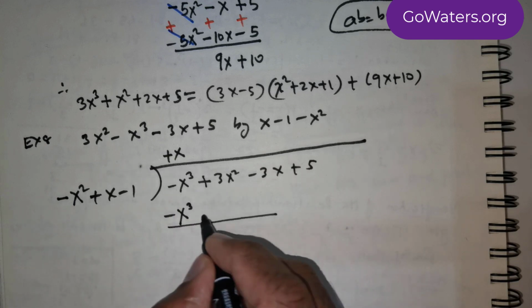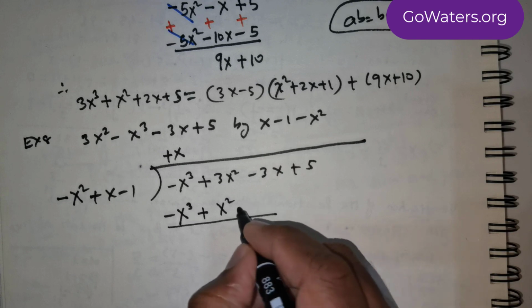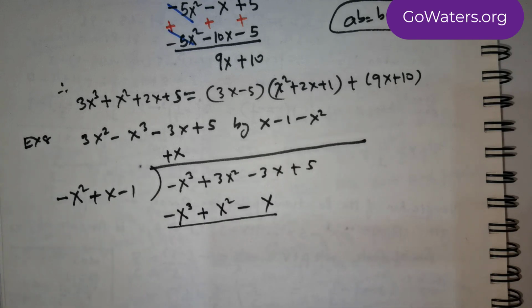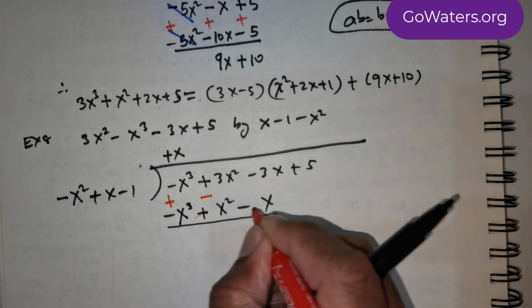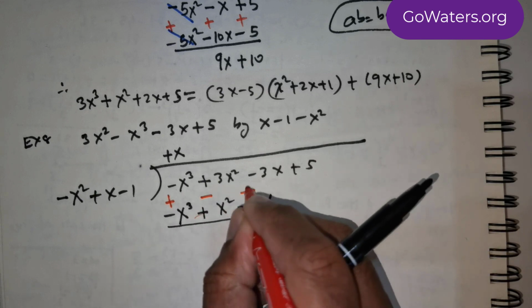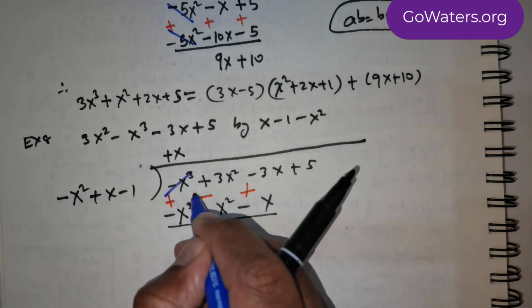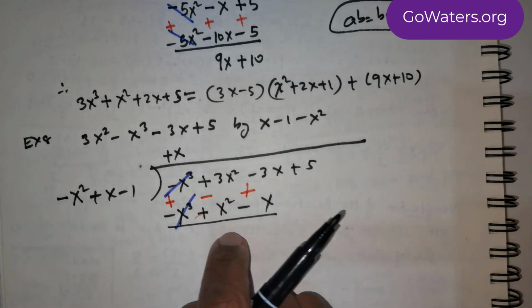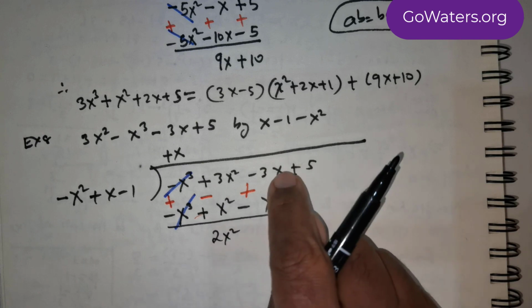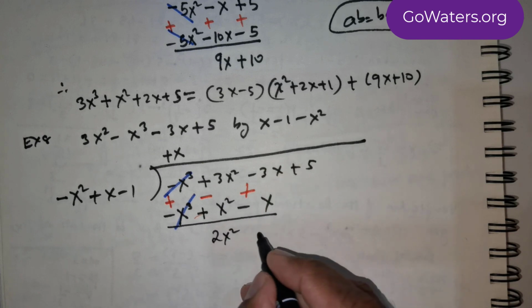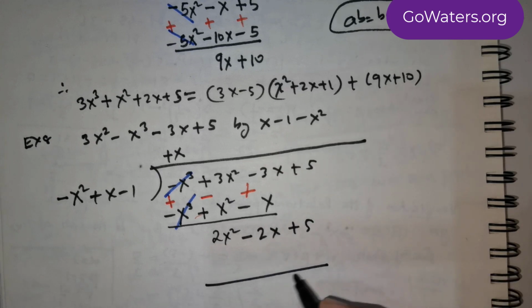Now continue on with the product. X into x will give you x squared. X into negative 1 will give you negative x. Now change the sign. I got a negative sign, change it to positive. I got a positive sign, change it to negative. I got a negative sign, change it to positive. Now add these two quantities together. Obviously this one will vanish. You got 3x squared added up with negative x squared. That's going to be 2 times x squared. Negative 3x added up with x will give you negative 2x. Bring the 5 down.